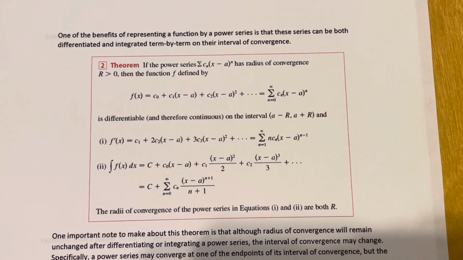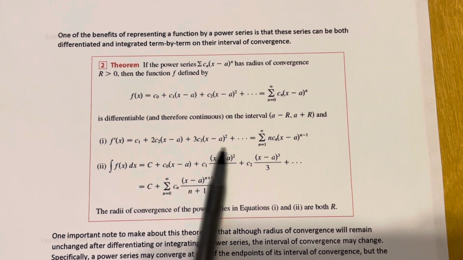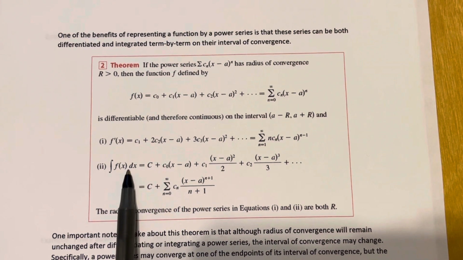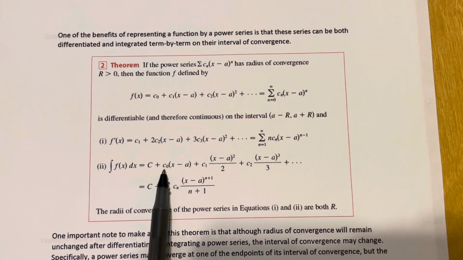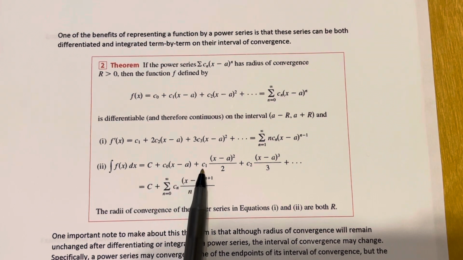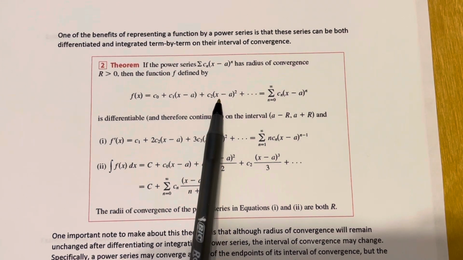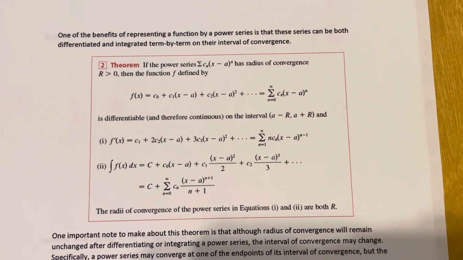Not only that, integration works that way as well. If you want to find the antiderivative of f of x dx, this function here, you do it by integrating term by term. Notice that c there is the constant of integration that we always get, plus c0 times x minus a, plus c1 times x minus a squared over 2. That's what we would get by integrating just this term by itself. So we call that term-by-term integration, and we call this term-by-term differentiation.